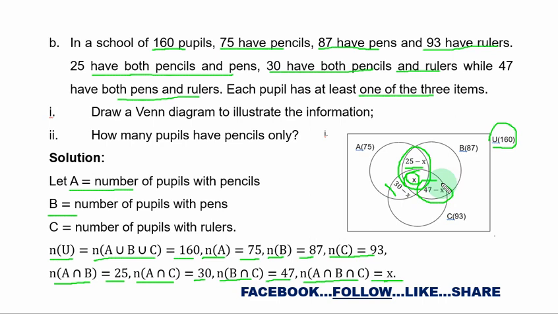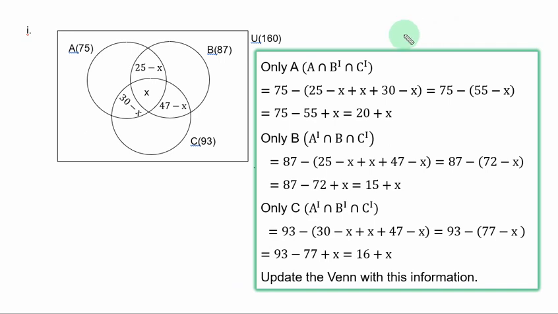Let us get the remaining parts of the Venn diagram. I'm doing it step by step so that you can understand it with ease. Now let's get only A, that is this part. Now just this part alone. Now those pupils with pencils, they are 75. To get only A, you have to add this together and subtract it from 75.